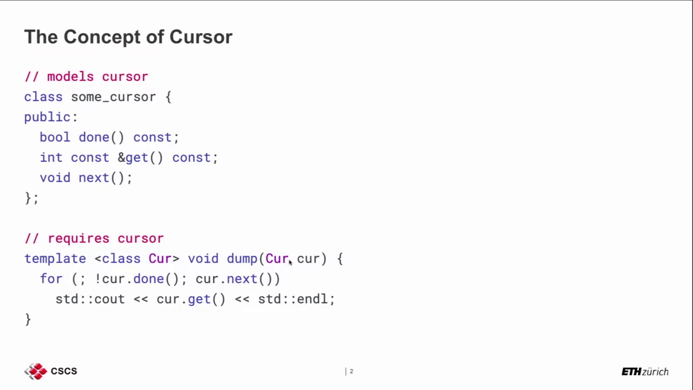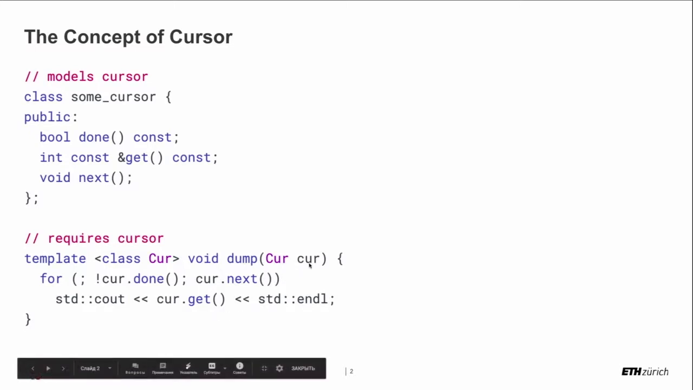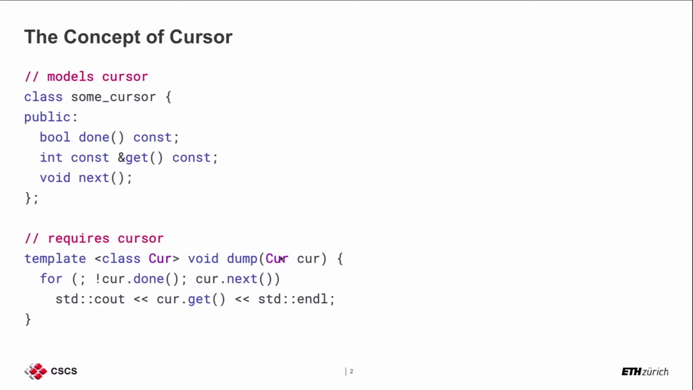Please note that I passed this cursor to the dump function by value. It's not because I'm lazy. This is because this function wants to own the cursor, because it basically empties it. It spits the data to standard output until the cursor is done. In principle, I can pass this cursor by reference, but it doesn't make much sense, because after the data is dumped, you cannot do anything with this reference. The cursor is empty.